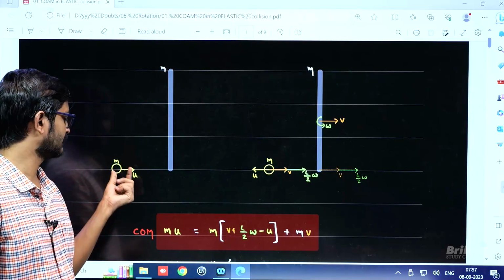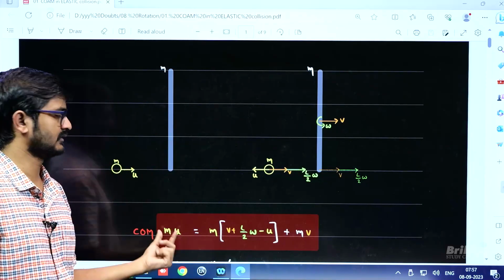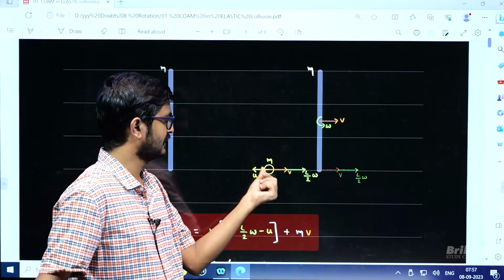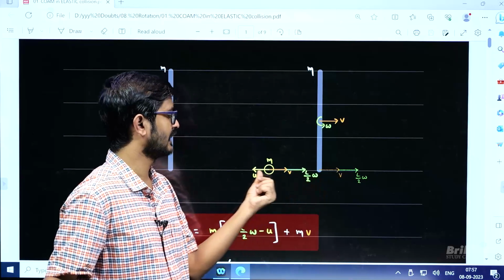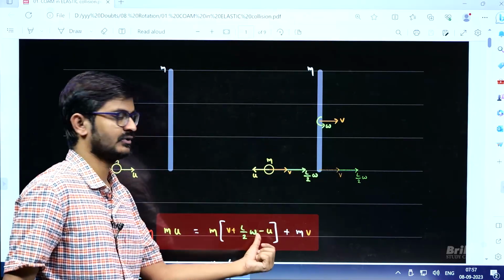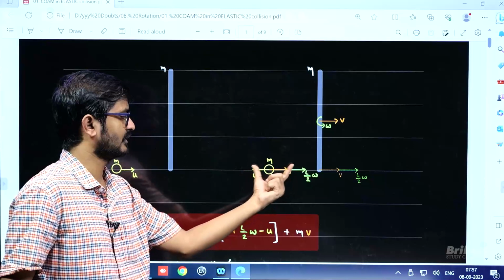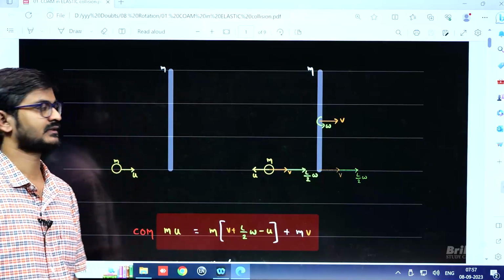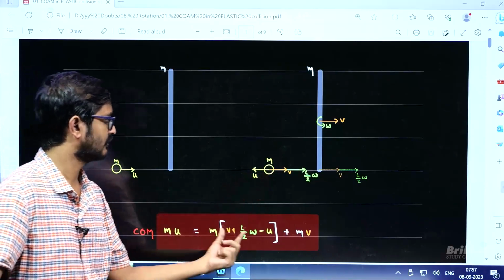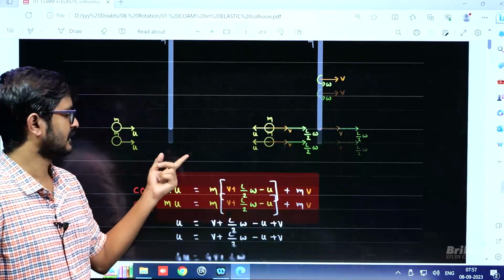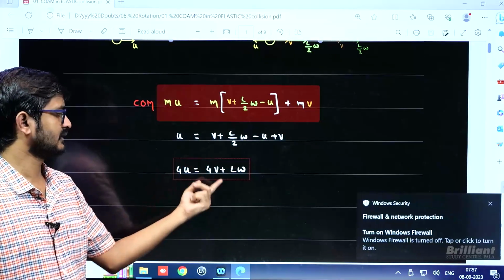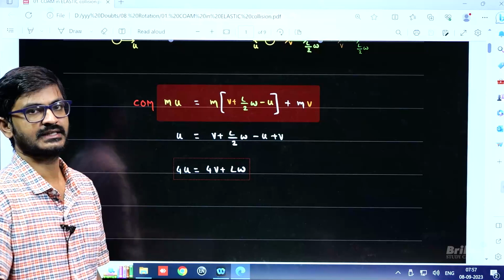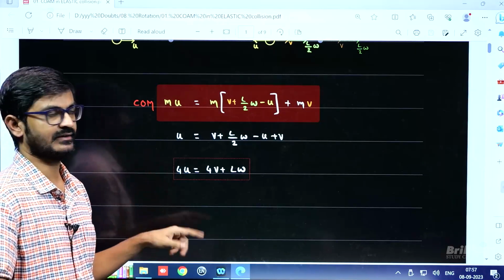What is the initial momentum of the point mass? m into u. The rod is 0. So initial momentum is m into u. The final momentum of the point mass is m into (v plus L by 2 omega minus u), and the final momentum of the rod is m into v. That's how you do conservation of momentum: initial momentum equals final momentum. From here, when you simplify, I got one equation, but there are two unknowns here, so I need to write one more equation. That other equation is going to be conservation of angular momentum.